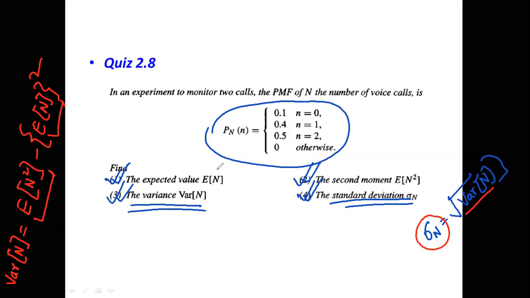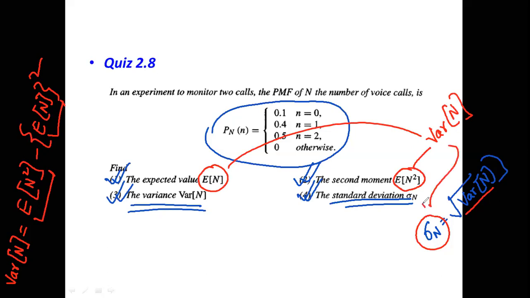If question number 1 can be found and also question number 2 can be answered, then from these two we can find the variance, isn't it? And from this variance we can find the last one, that is the standard deviation. So there are only two parts in this question, this E[n] and this E[n square]. If somehow we can find E[n], and also E[n square], then we can find the variance and the standard deviation.